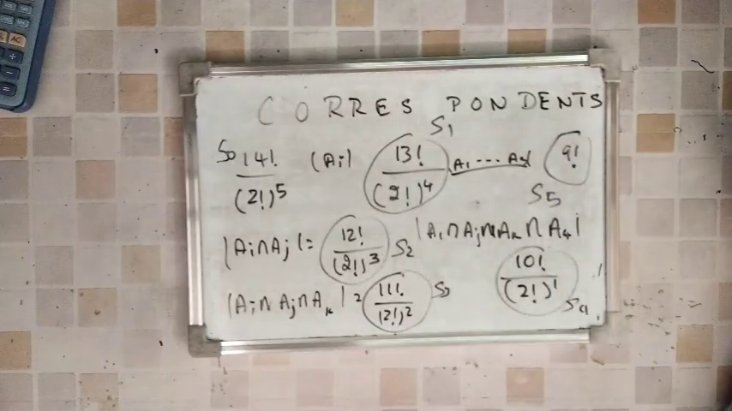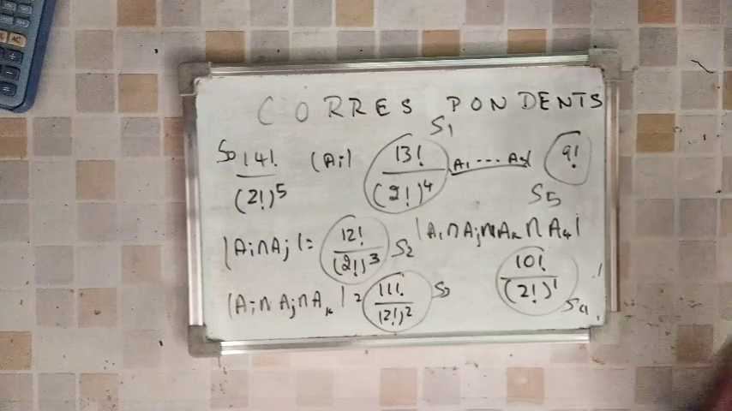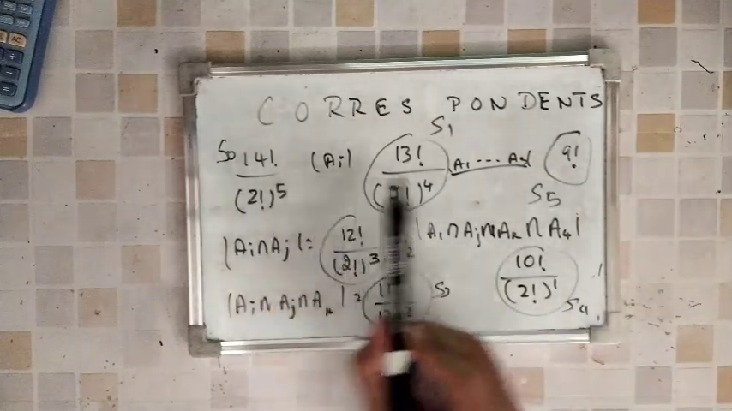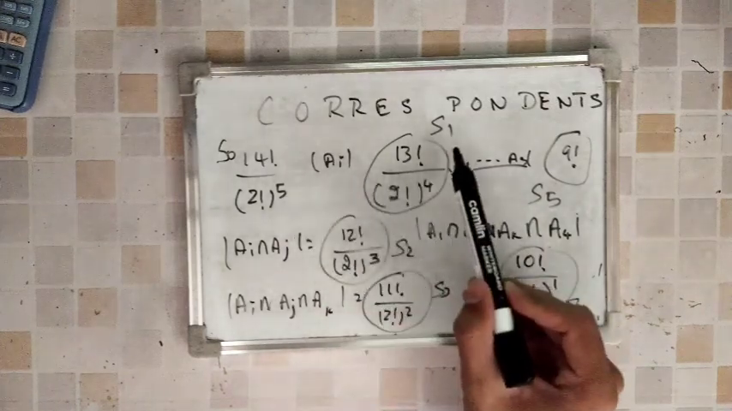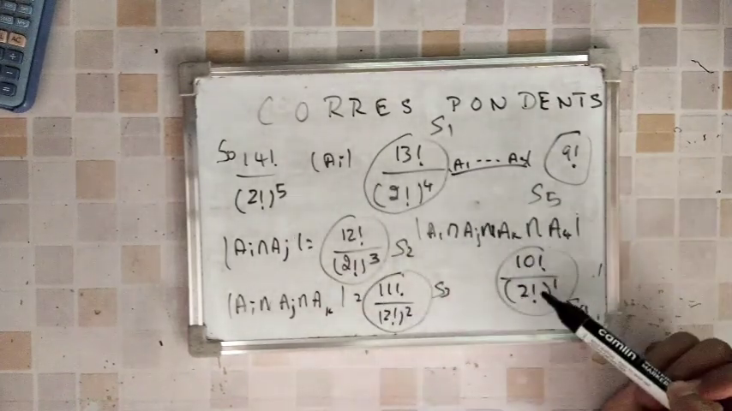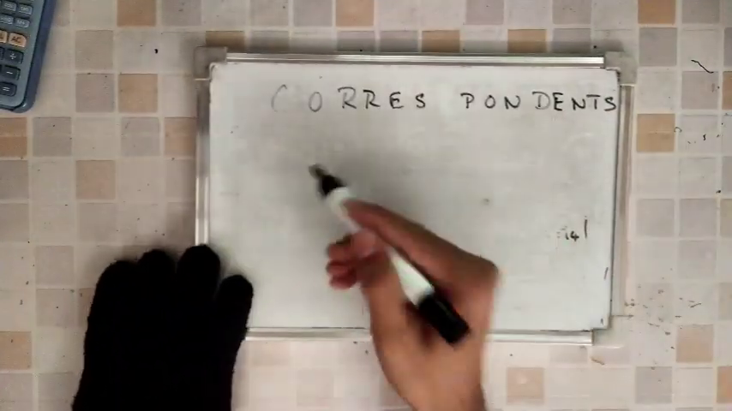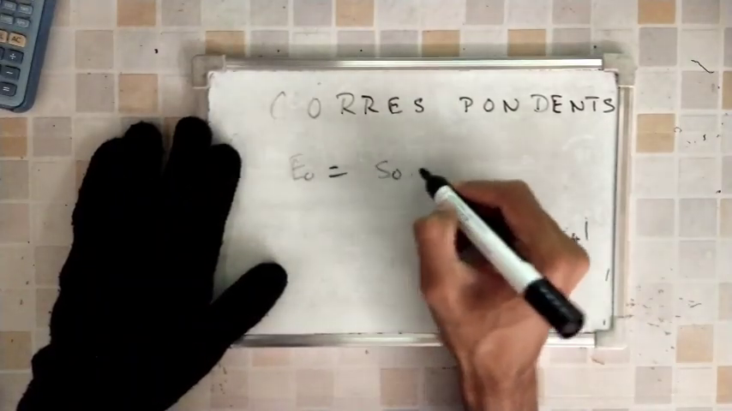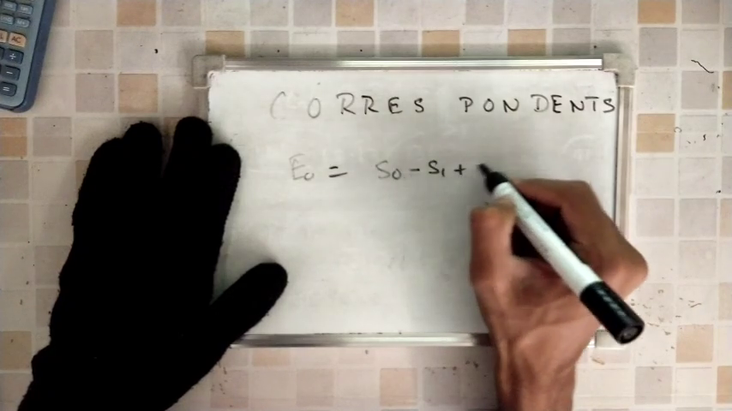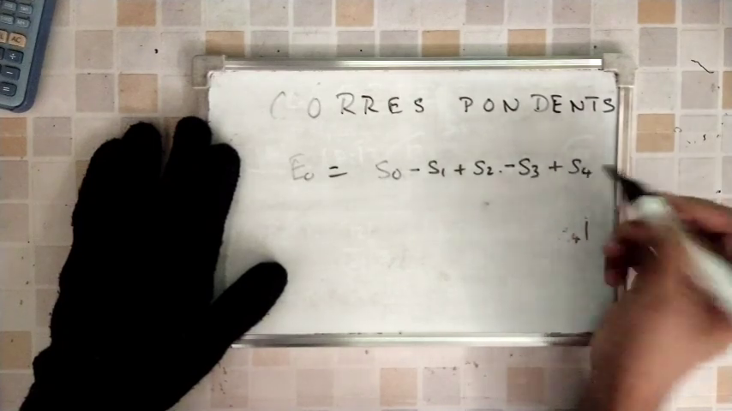Now we will move on to the sub-questions according to the number of permutations where there are no pairs of identical letters. If there is no pair of identical letters, what will I do? S naught minus S1 plus S2 minus S3 plus S4 minus S5, directly I will write. For no identical letters, I consider E0 equal to S naught minus S1 plus S2 minus S3 plus S4, like that.